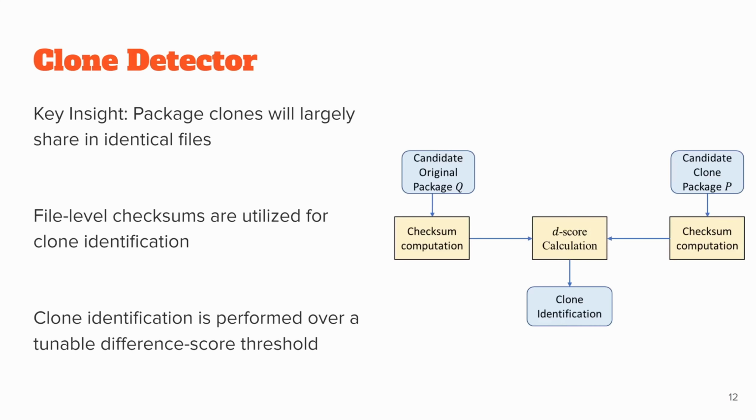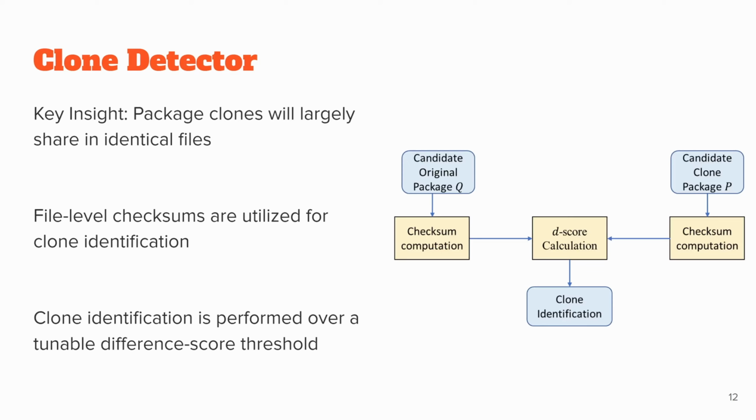The main component of our tool Unwrapper is its clone detector. The clone detector takes a clone candidate pair as input and outputs whether the two packages have a clone relationship. The key insight behind the clone detector is that package clones will largely share identical files. Here's how the clone detector operates.